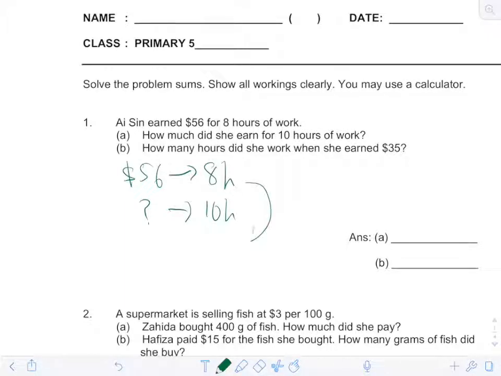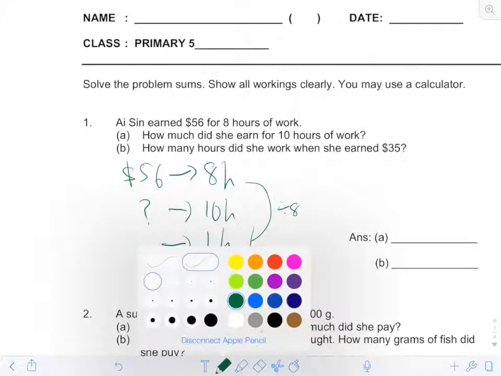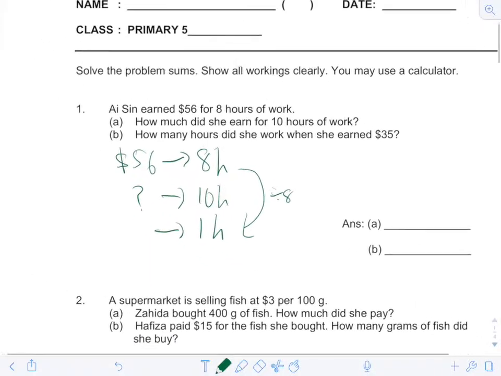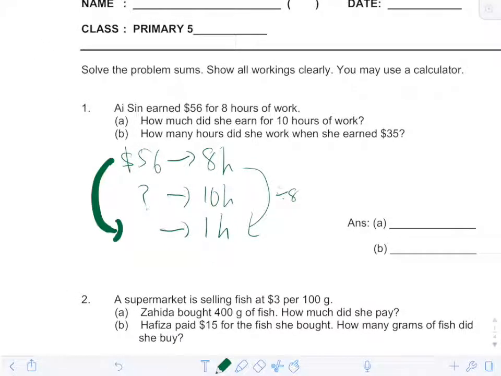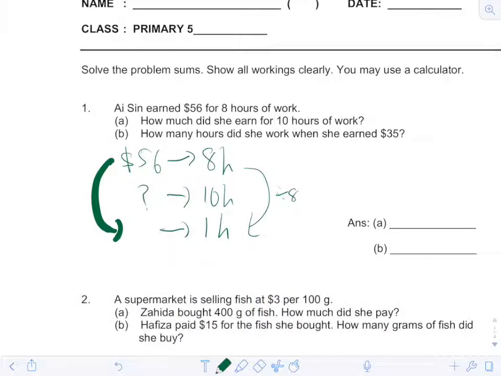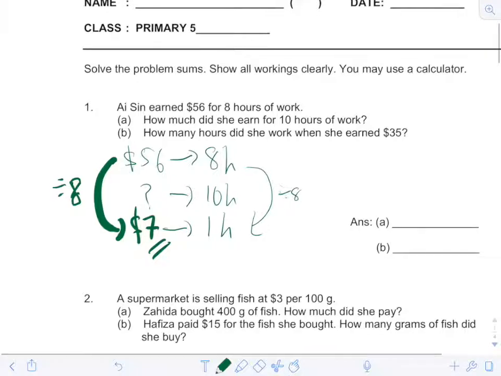Now from here, we're going to find what is 1 hour first. So for 1 hour, you divide this by 8. Let me just change it. Divide by 8. From 8 hours to 1 hour, you're dividing by 8. So $56, oops, it's too big. This one you divide by 8 will be 56 divided by 8 is 7. So this is your answer.